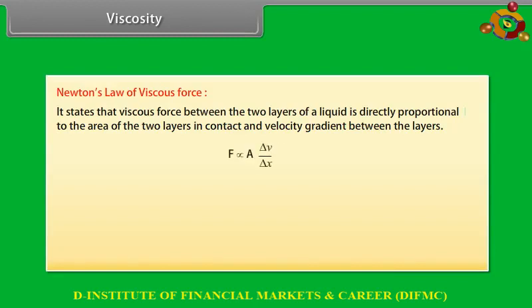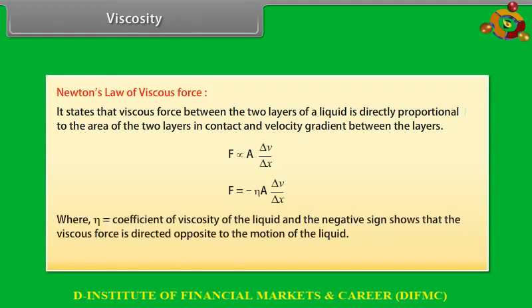F is directly proportional to A times delta v upon delta x. This equation can be written as F = −ηA delta v upon delta x, where eta is the coefficient of viscosity of the liquid, and the negative sign shows that the viscous force is directed opposite to the motion of the liquid. Its dimensional formula is M L^−1 T^−1.